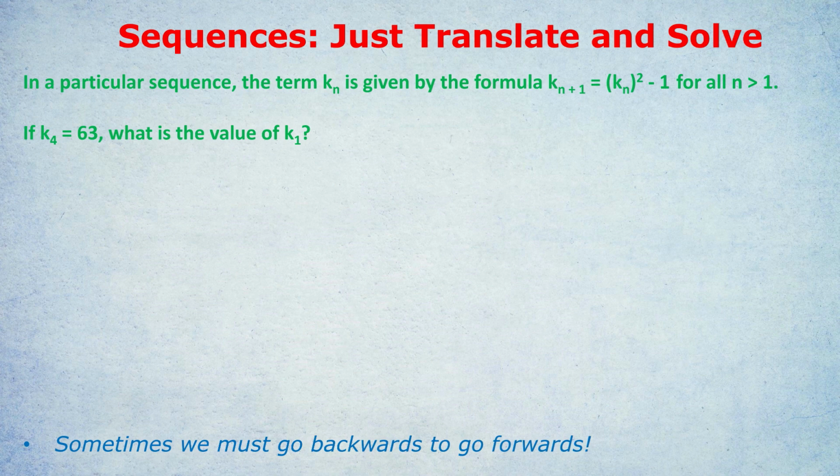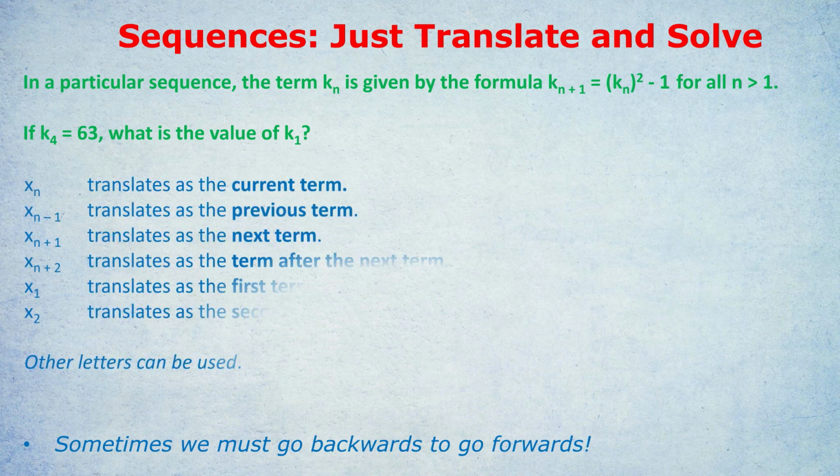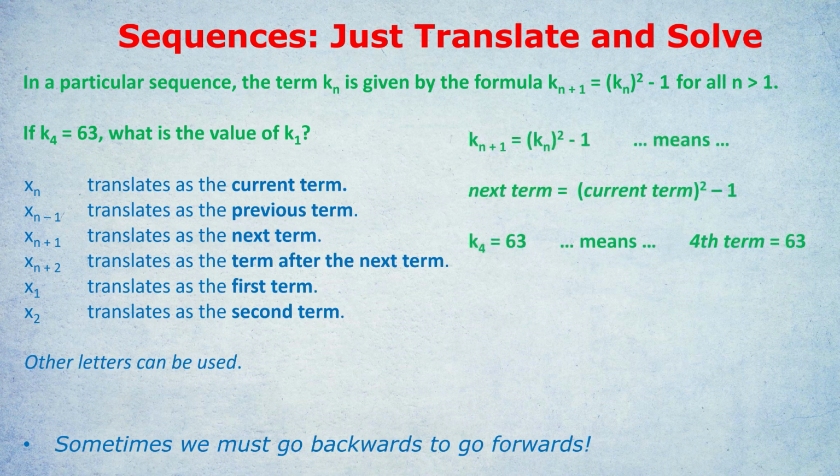But we're still going to apply the exact same principle. First, let's translate it. What does k(n+1) translate as? You probably know already. And what does kn translate as? Well, there are the translations on the left. And applying those translations, k(n+1) means the next term. And I would want you to write this out actually. kn is the current term, and the minus 1 is just minus 1.